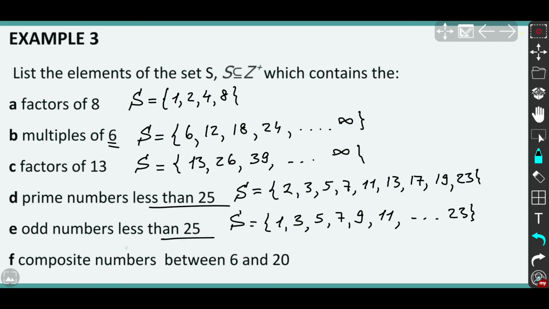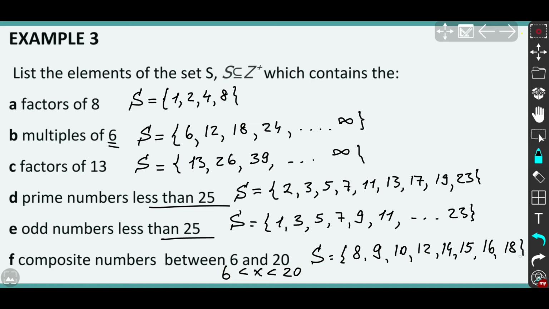Okay, composite numbers between 6 and 20. All right, so for composite numbers between 6 and 20, we consider numbers strictly more than 6 and strictly less than 20, so that's why we don't include the boundary. Okay, so we can list them easily. That's going to be starting from 8, then 9, then 10, 12, 14, then 15, 16, and I guess 18 is going to be the last one because it's strictly less than 20.